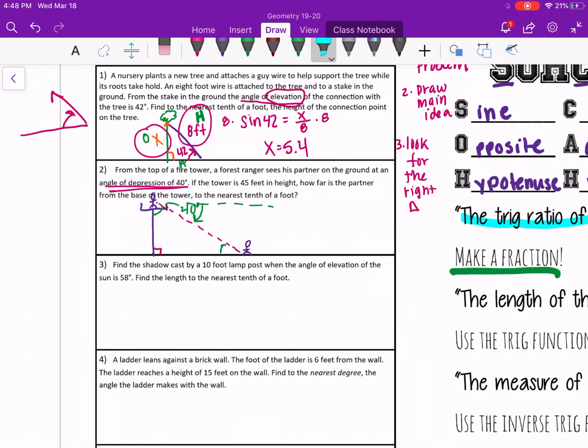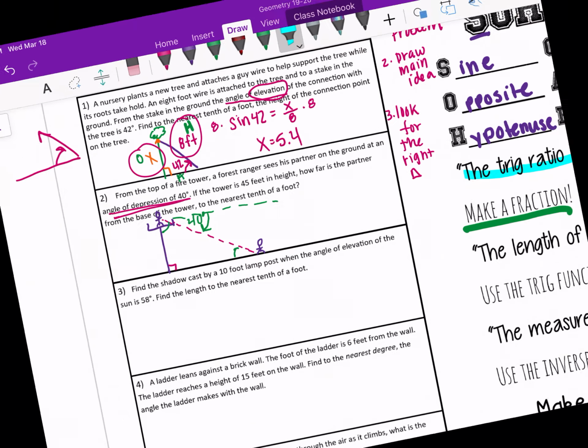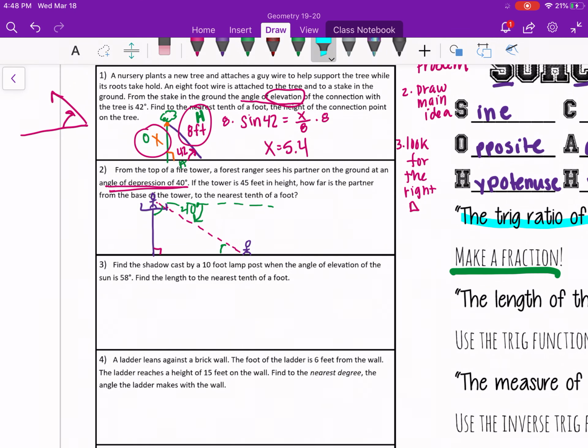So the good news is, because of what we learned in geometry, we know that parallel lines create an alternate interior angle pair, which means that those two angles are congruent. So if that angle up there is 40 degrees, this angle down here is also 40 degrees, which makes it really easy. If you see an angle of depression, if you just always think of it as an angle of elevation, then it makes the problem a lot easier.